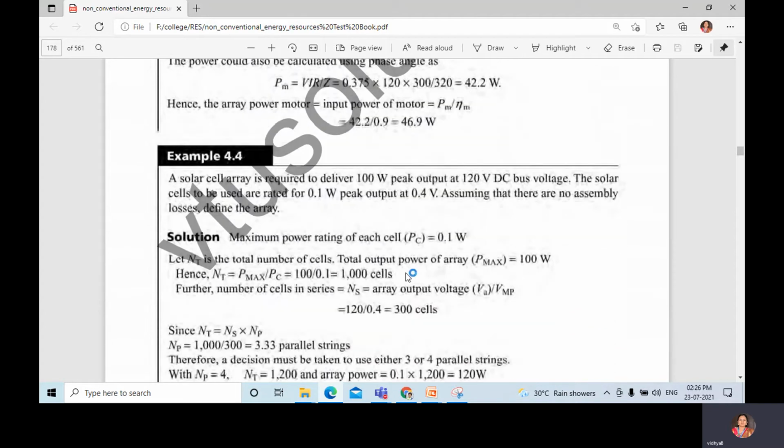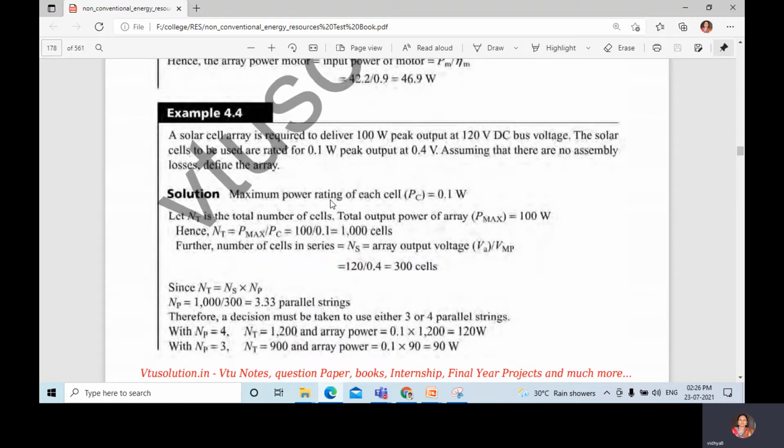Next problem. A solar cell array is required to deliver 100 watt peak output at 120 voltage DC. The solar cells to be used are rated for 0.1 watt peak output at 0.4 voltage. Assuming that there are no assembly losses, define the array. The maximum power rating of each cell, that is Pc, is equal to 0.1 watt. They have given, right?